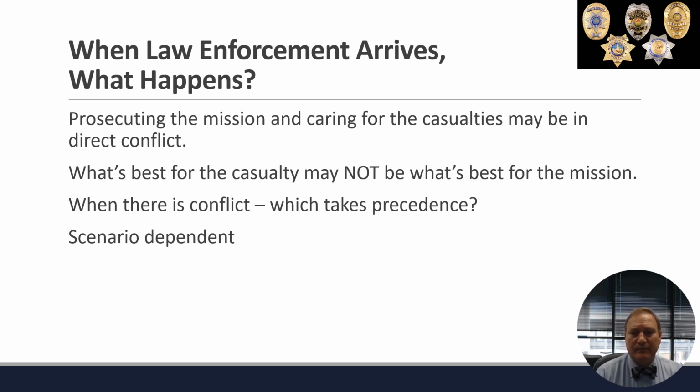So just understand that what's best for the casualty may not be what's best for the mission. Typically, law enforcement is going to be focused on finding, actively seeking out and engaging the shooter and stopping the shooter from doing what he is doing.